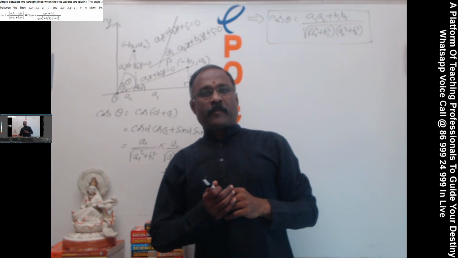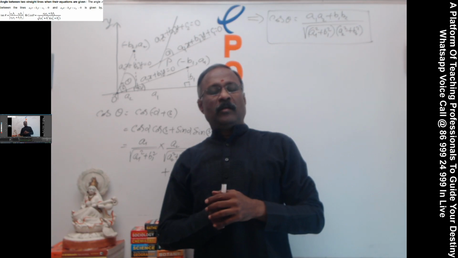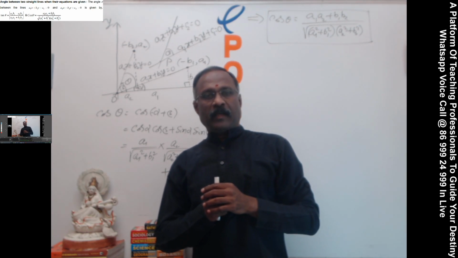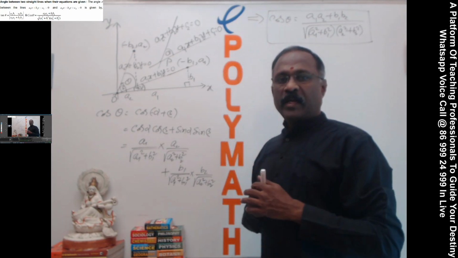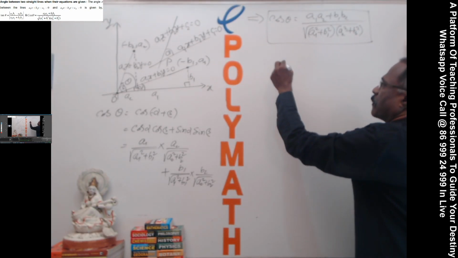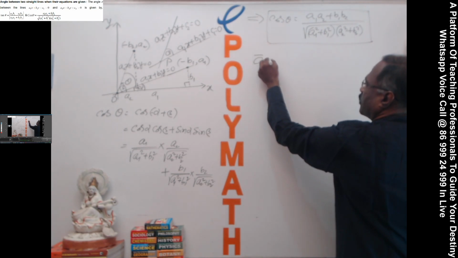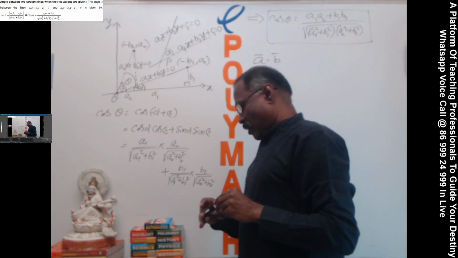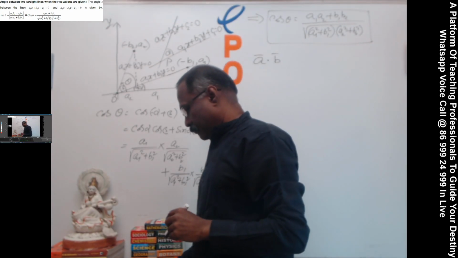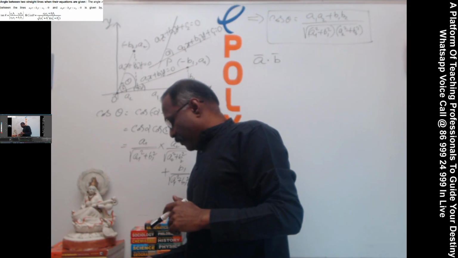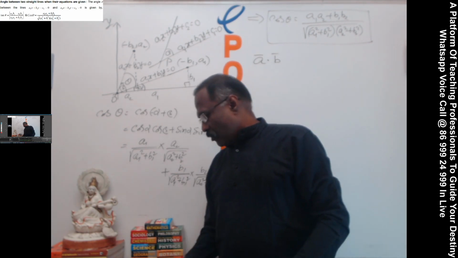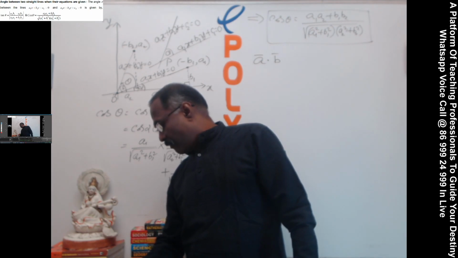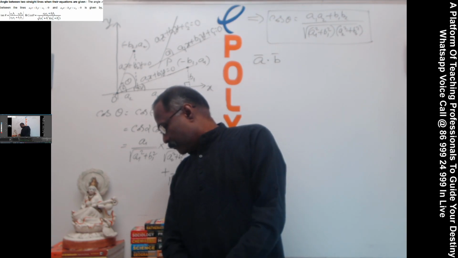If you know vector algebra, I'll make it very simple. Arun, respond. Do you know the dot product in vector algebra? What I mean to say, do you know the A bar dot B bar formula? If you know that, the derivation goes still simple.